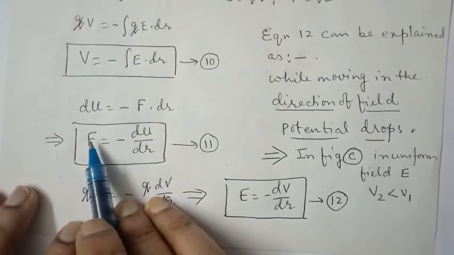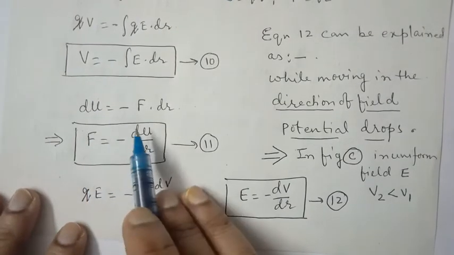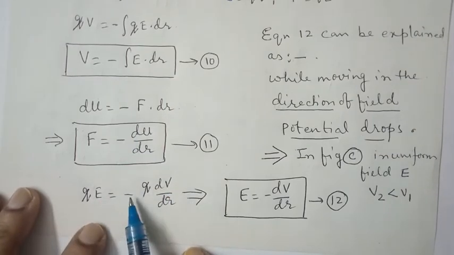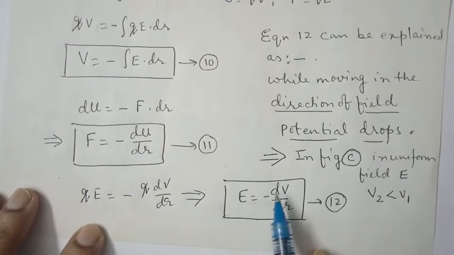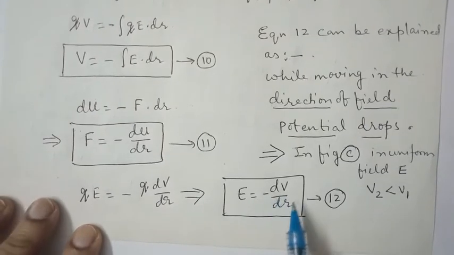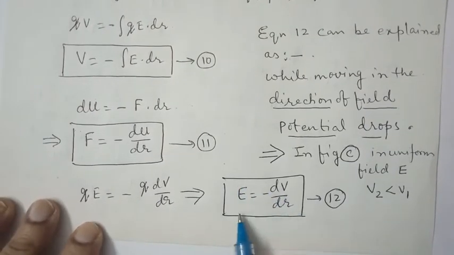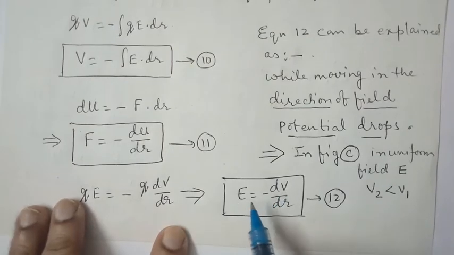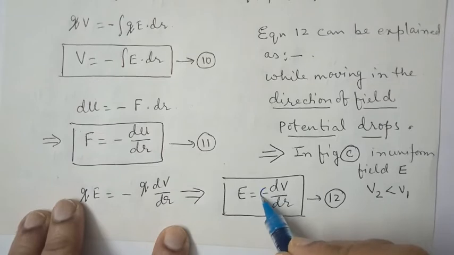So again, F is equal to QE and U is equal to QV. If I put it over here, E comes out to be minus dV by dr. E is equal to minus dV by dr. Another very important relation between E and V. Observe here, the negative sign. What does this negative sign say?